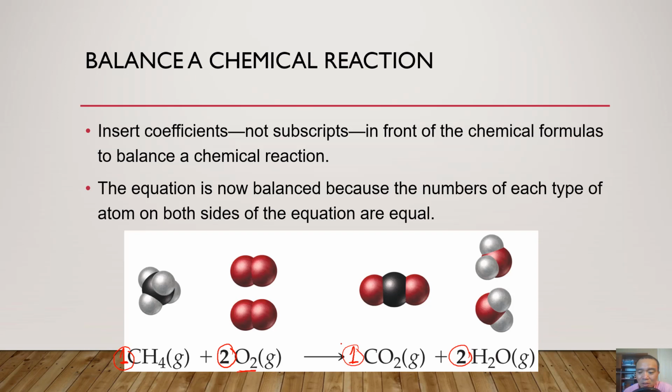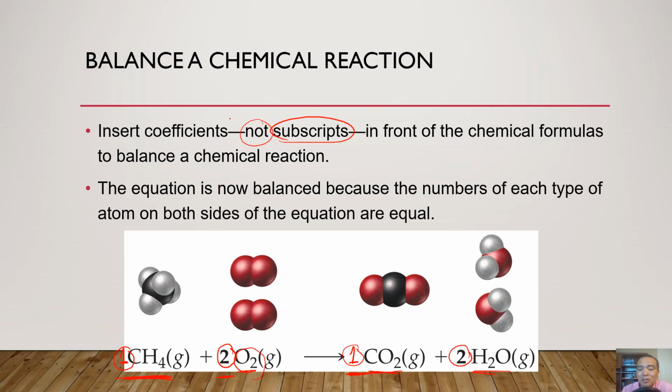So in this chemical reaction, one molecule of methane reacting with 2 molecules of oxygen gas generates 1 molecule of carbon dioxide and 2 molecules of water as the products. When you balance the chemical reaction, you always want to insert chemical coefficients. You never change the subscripts. If you change the subscripts, you are changing the identity of the substances. That's an incorrect way to balance the chemical reaction.